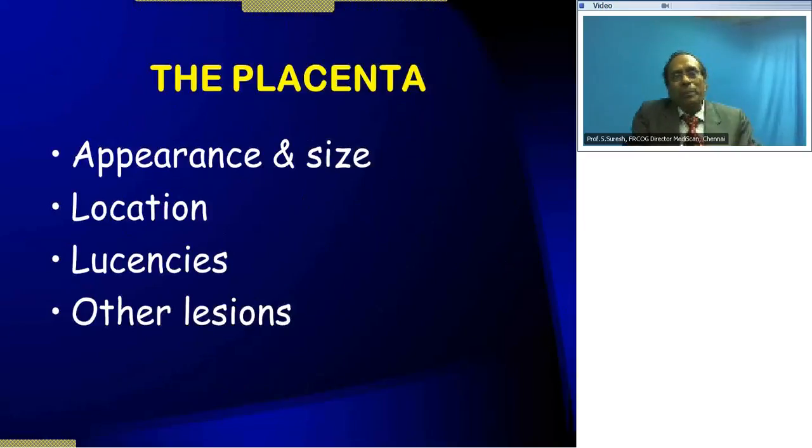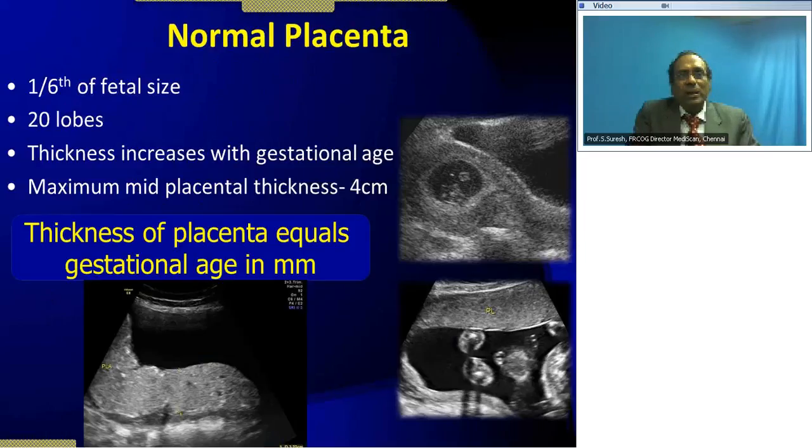We look at the placenta for its appearance and size, and the location. We look at lucencies in the placenta, and also look at other lesions. The normal term placenta is about 1/6 of the fetal size. It consists of about 20 lobes.